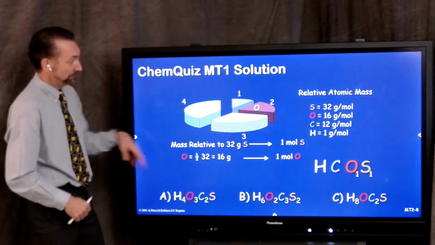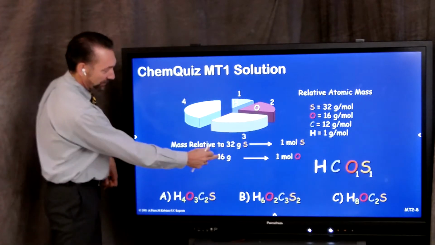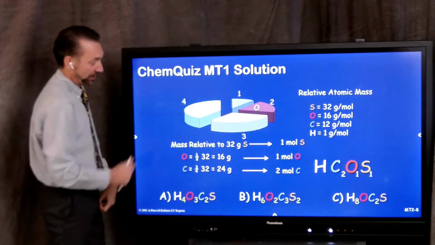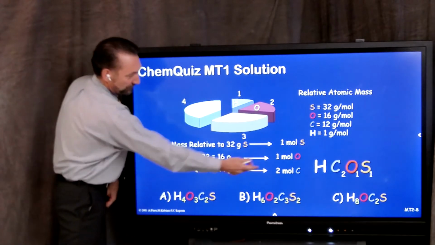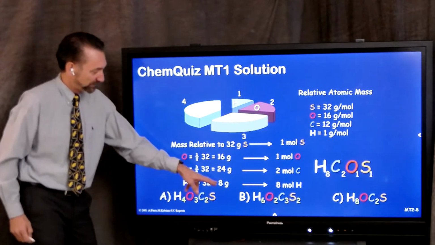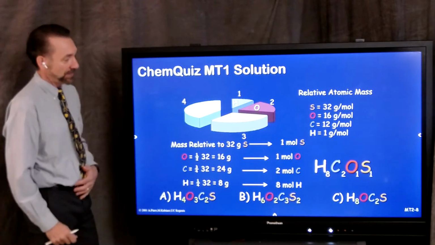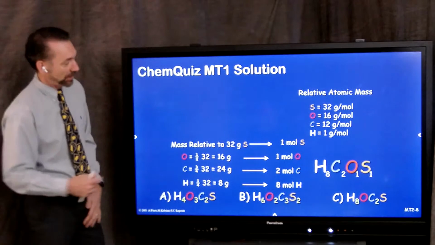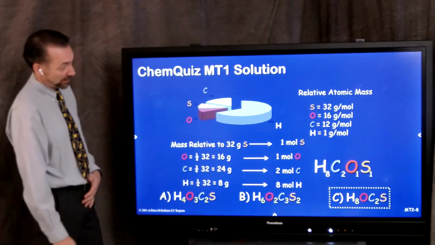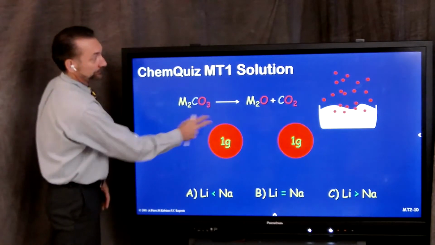So 32 grams would be 1 mole of sulfur. If you had half as much, 16 grams, that'd be a mole of oxygen. If you have 3/4 as much, the carbon, that turns out to be 2 moles. And if you have 1/4 as much, 8 grams, that turns out to be 8 moles of hydrogen. So well done, everybody. I don't think we'll be able to stump you on the exam if we didn't stump you there. This one we will skip. That's too much.